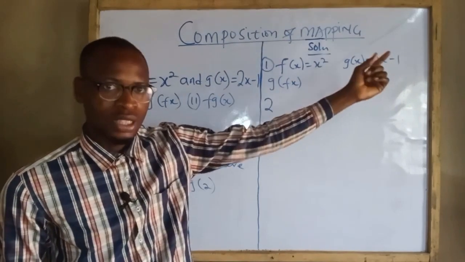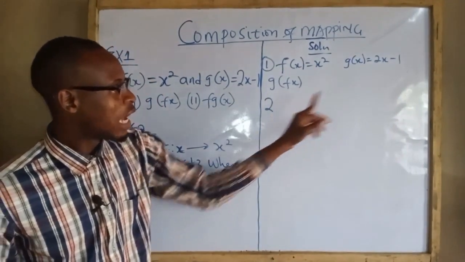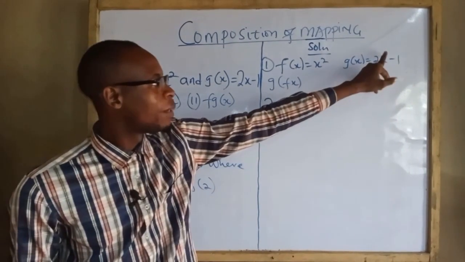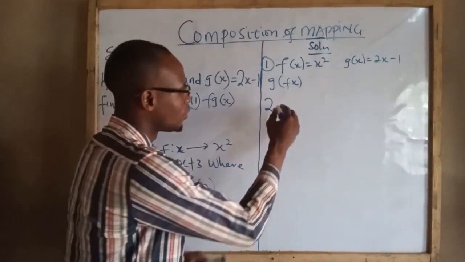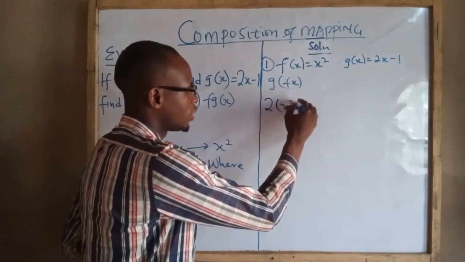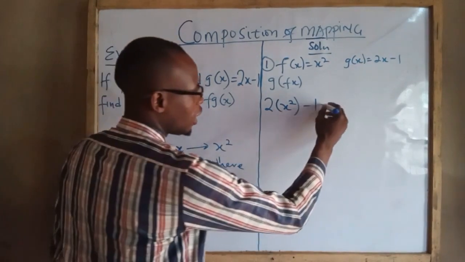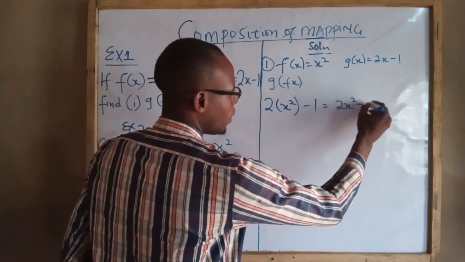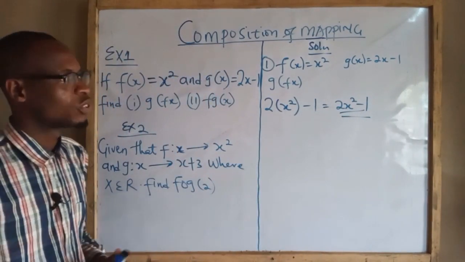Remember, I said the first letter, which is g. Go to that function and assume you want to write that function back. So I'm having 2 as my first value here, but I won't put this x here because I'm now replacing that x with the value of f(x). So this becomes 2 times x squared, then complete it with minus 1. So of course we are going to have 2x squared minus 1 as our final answer there. We have been able to solve that question.